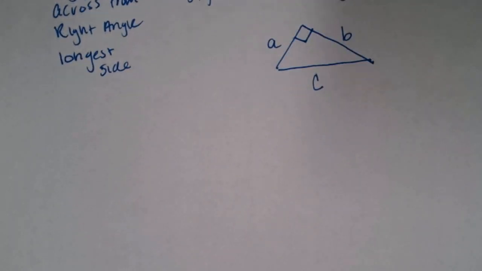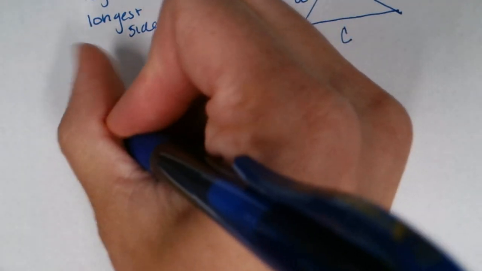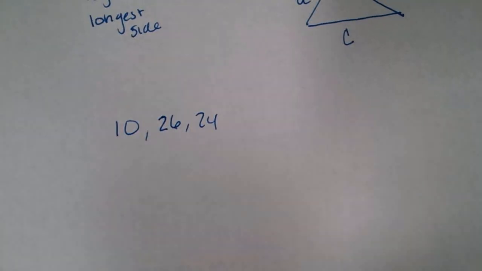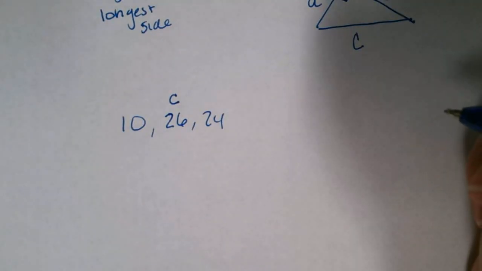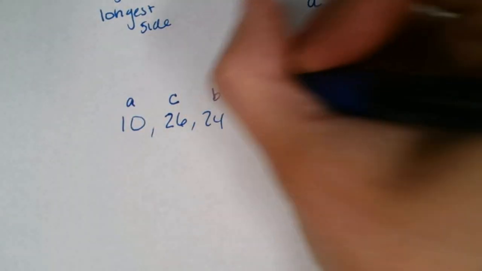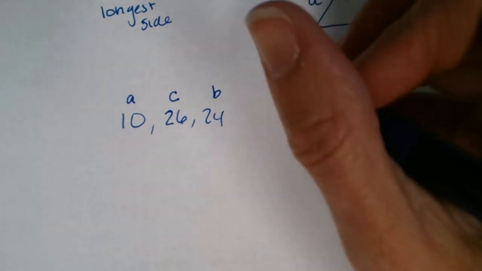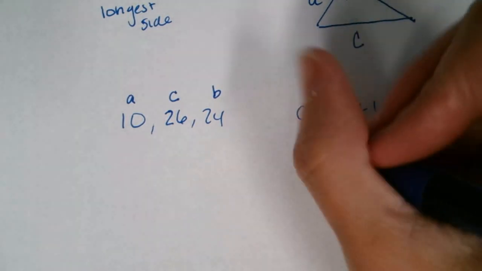So how do we use this? If we were given three lengths, so let's say for example that we were given 10, 26, and 24, and we were asked, do these sides make a right triangle? Well, you would label C as the longest one, and then the A and the B don't matter, but typically we make A the smallest and B the medium. We would use our formula, and we would plug in our values.